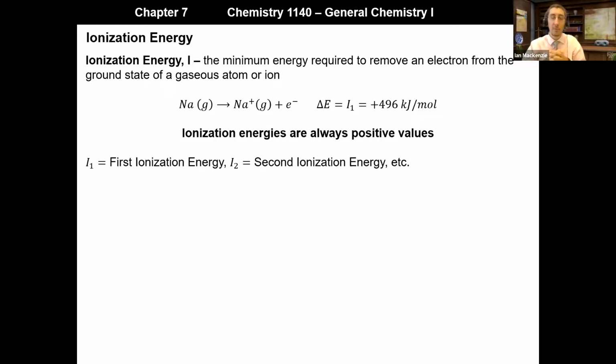Now, we can have multiple ionization events. That's simply where we remove another electron after we've removed the first one. And those are given the symbols I1, I2 for removing the second electron, I3, I4, etc. And the energy values associated with removing subsequent electrons are always higher than the energy for removing the first electron. So I2 is always higher in energy than I1, and so on.